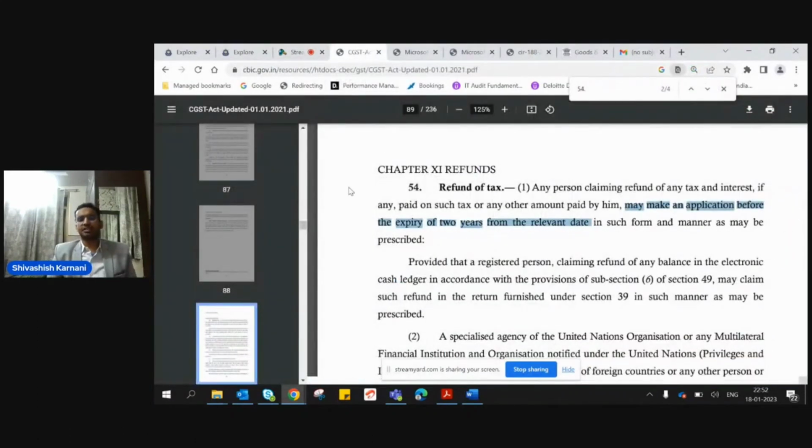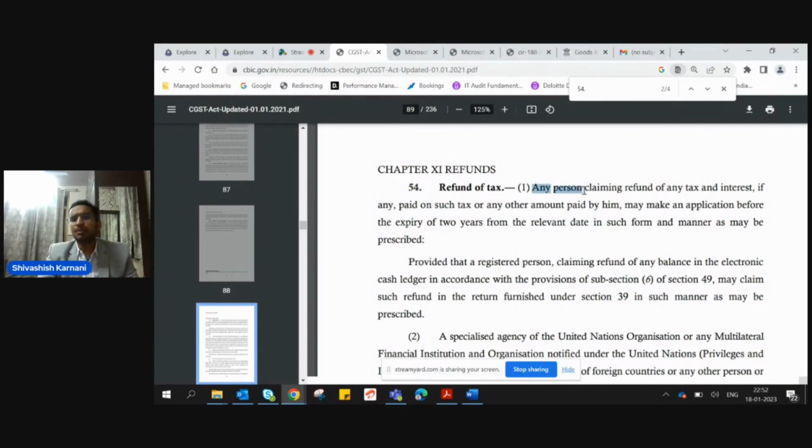Now, my dear friends, we are on section 54. Section 54 deals with refund of tax. Refund of tax means refund of any GST which has been paid. It is allowed in certain specific circumstances which are dealt with by section 54. If any refund is allowed, that is allowed under section 54.